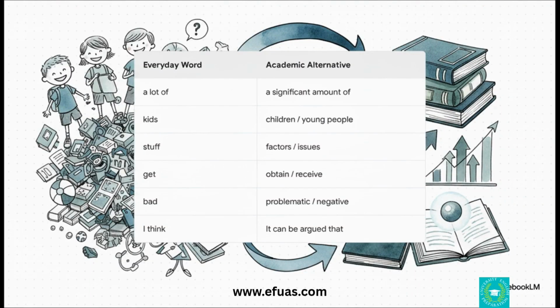Instead of saying a lot of, you could write a significant amount of. Instead of kids, try children or young people. And my favorite one, instead of I think, try using a phrase like it can be argued that. See? That one little change instantly makes your writing sound more academic.